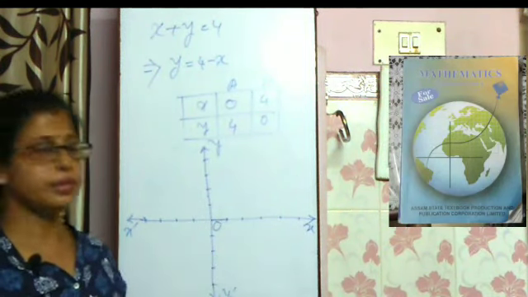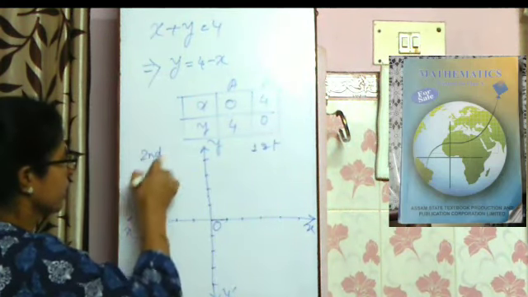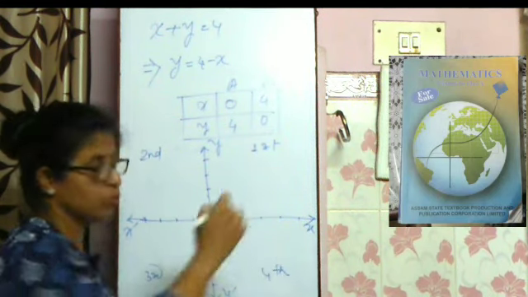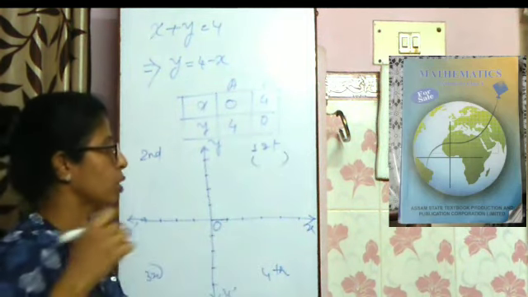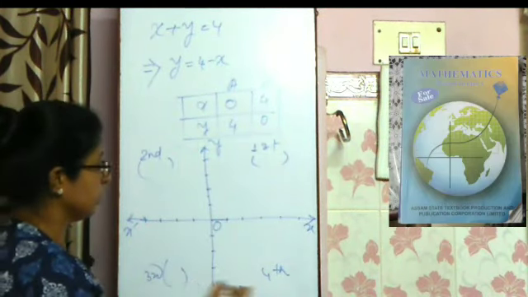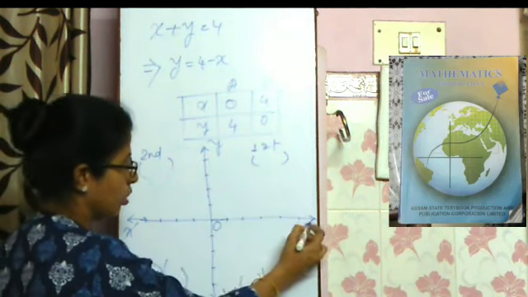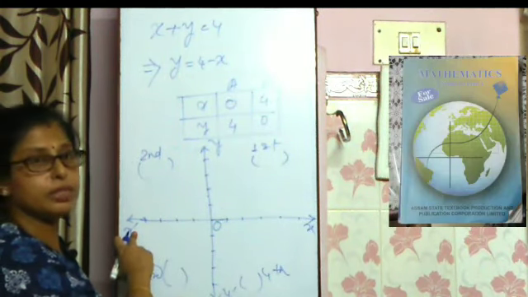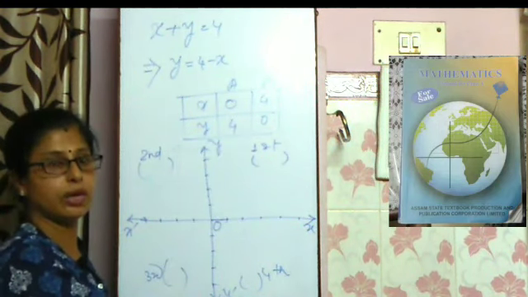Here 4 quadrants are formed. This is named as the first quadrant, this the second quadrant, this is the third quadrant and this is the fourth quadrant. Now, which points will be allotted in which quadrant? On this side, all the positive values of x will be taken. This side, all negative values of x will be taken. Upper side, all positive values of y. Lower side, all negative values of y.